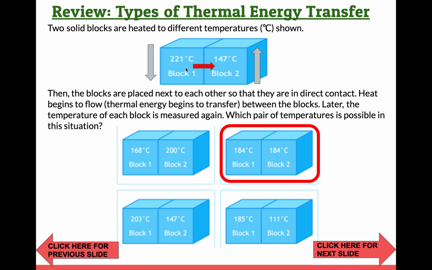So in this example from the IXL that we've done before, if these two blocks are at different temperatures, how will the thermal energy transfer? Well, block 1, if it's 221 degrees and block 2 is 147 degrees, thermal energy is going to leave block 1 and enter block 2. So block 1's temperature is going to drop and block 2's temperature is going to increase.